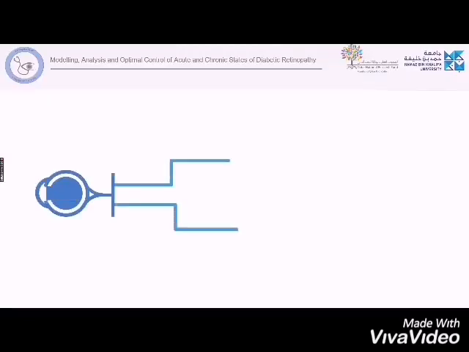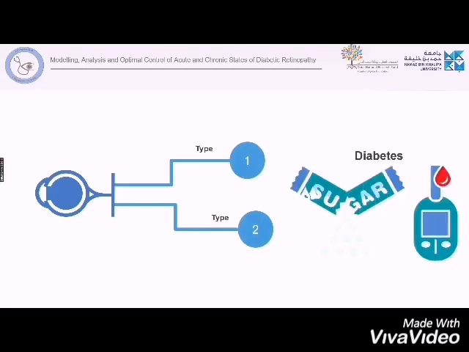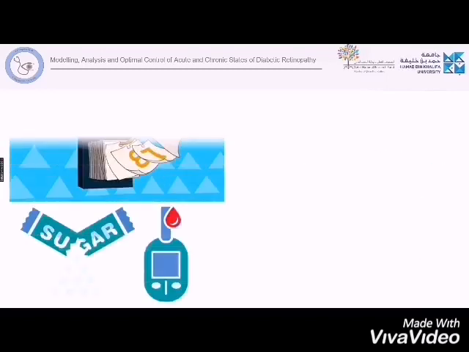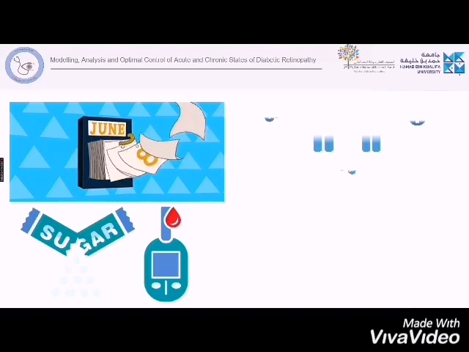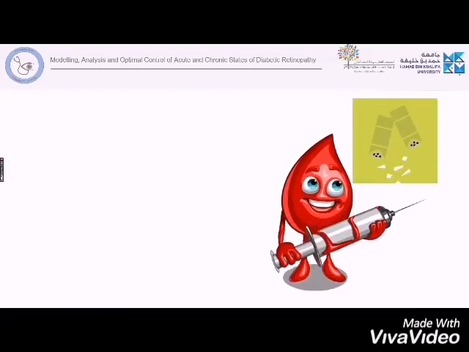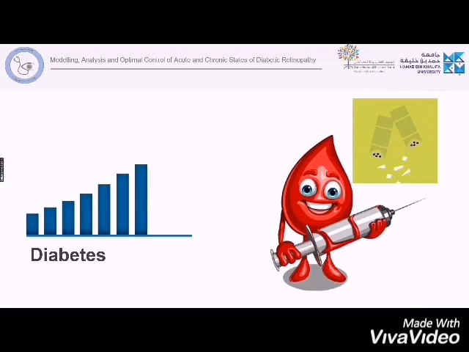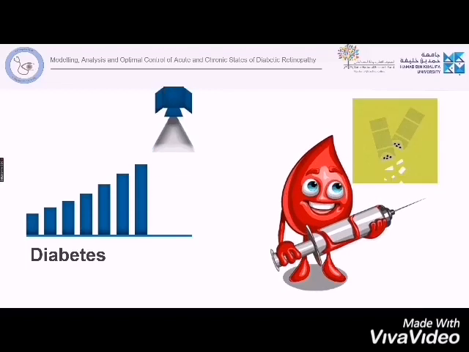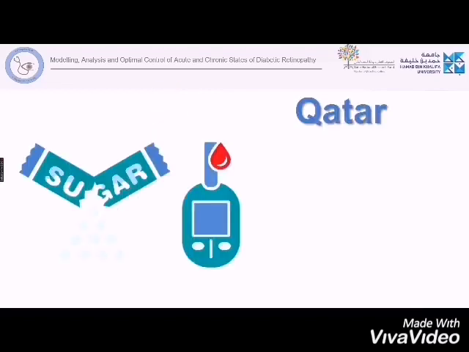Diabetic retinopathy is a condition that can develop in anyone who has type 1 or type 2 diabetes. The longer the person has diabetes, and the less controlled the blood sugar is, the more likely this person can develop other complications such as diabetic retinopathy. The number of diabetic people across the world is increasing tremendously. According to the World Health Organization, the prevalence of diabetes in the Qatari adult population is approximately 17%.